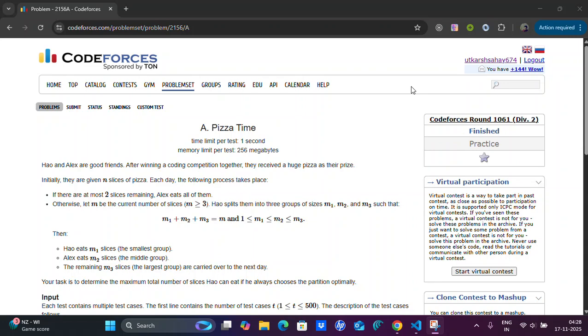Good morning, everyone. Today we are going to solve this CodeForces question, Pizza Time. So, what does the question say?